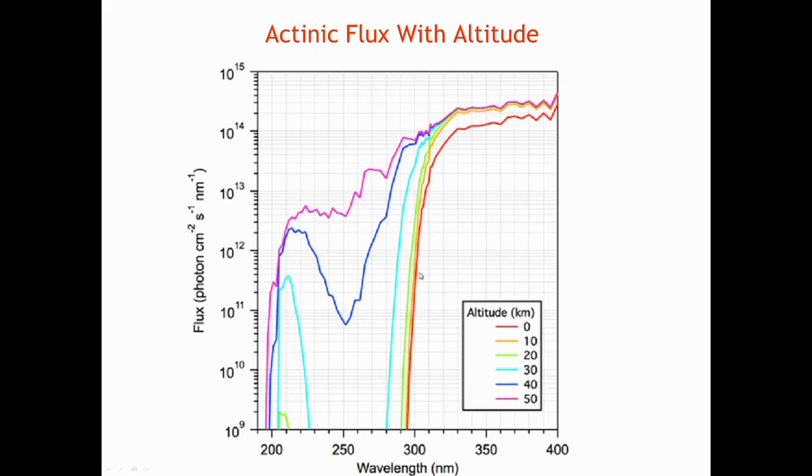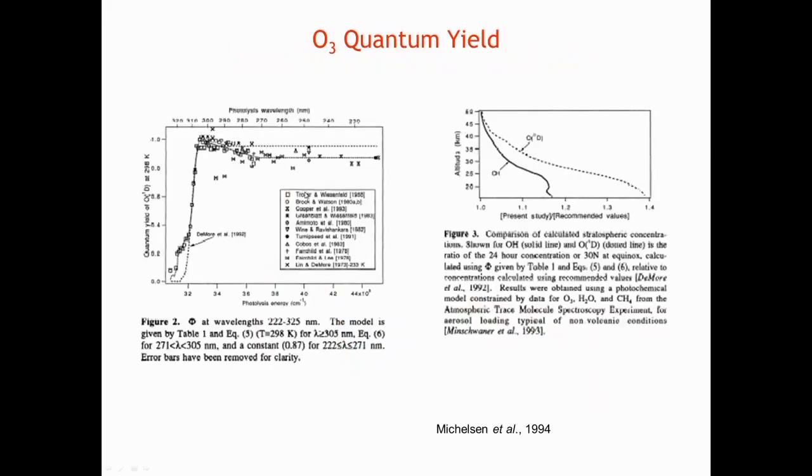Well, you can see here that at 30 kilometers, you've got radiation below 220 and down to about 280. And you can see here, 280 to 300, the quantum yield of ozone is nearly 1. And so that says that in the stratosphere, you get nearly 100% photolysis of ozone when it absorbs the photons that are there in that range.